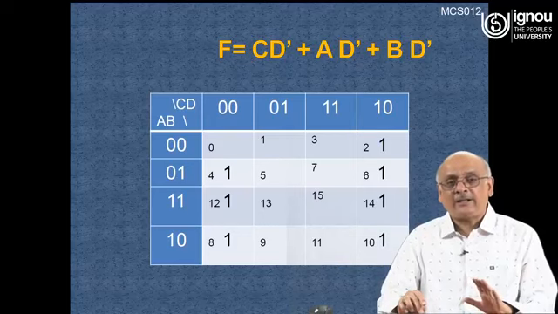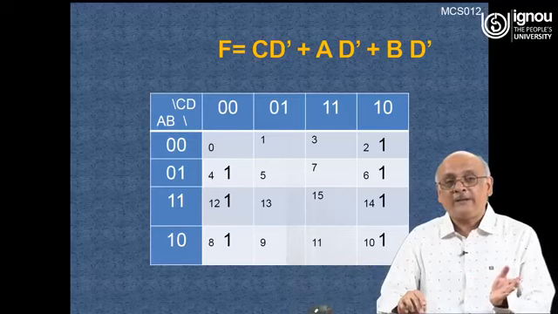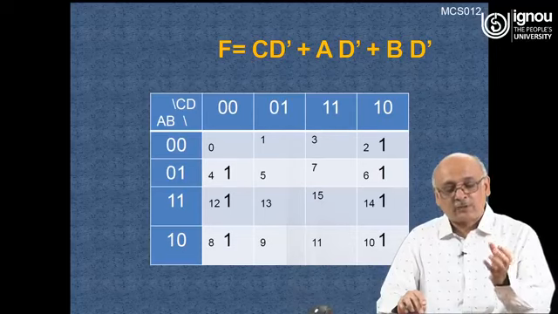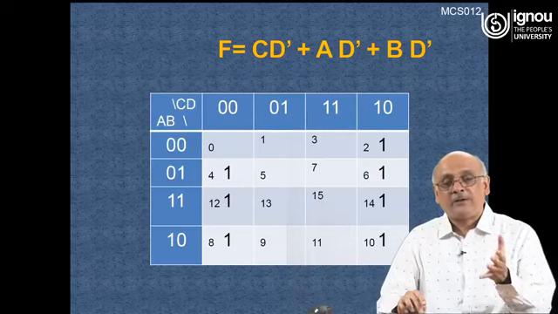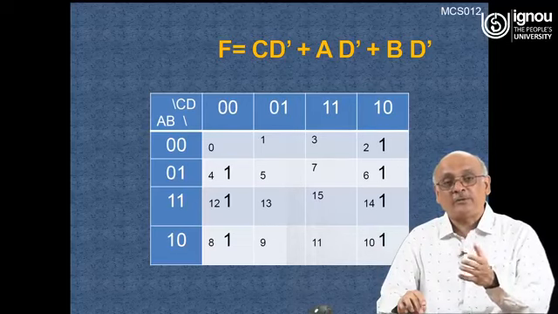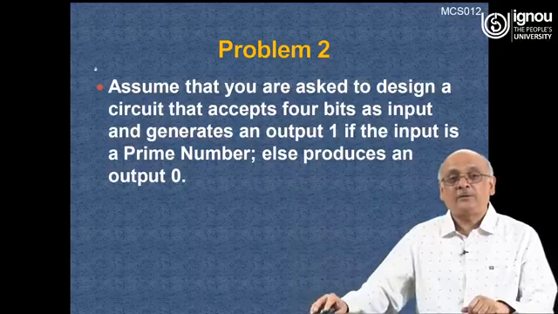Let us take another example so that this concept of converting the truth table to a particular equivalent function using Karnaugh's map can be further explained. Okay, so let's look into problem 2.